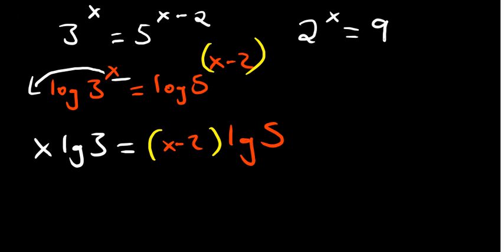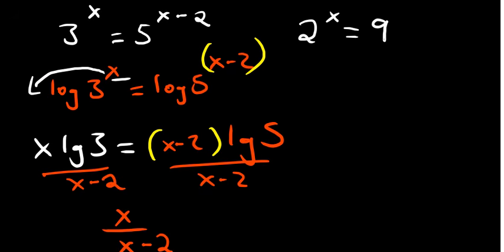So our goal is to find the value of x. What do we get to do? I can divide by x minus 2 because I want it to be on one side. So if I divide by x minus 2, then I do the same on the other side. What are we going to have at that point? So we have x over x minus 2. What is this equal to?